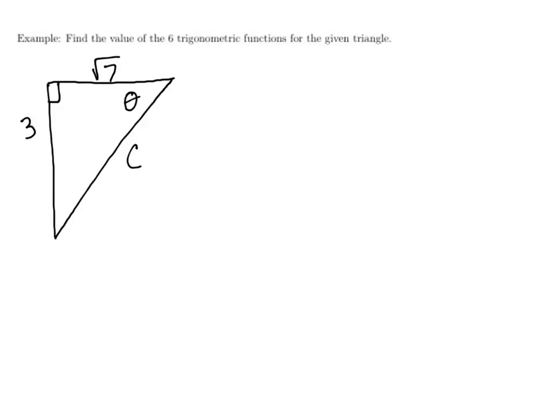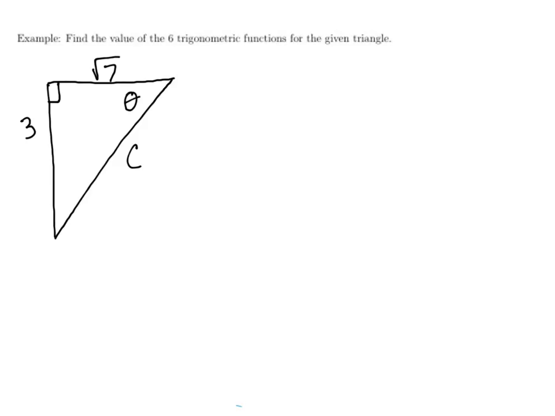All right, and then one more example here. Find the value of the 6 trig functions for the given triangle. Here we have an angle theta. We have 2 sides. We have the opposite side of 3. We have an adjacent side of root 7, but we don't have the hypotenuse. Let's find the value of the hypotenuse.